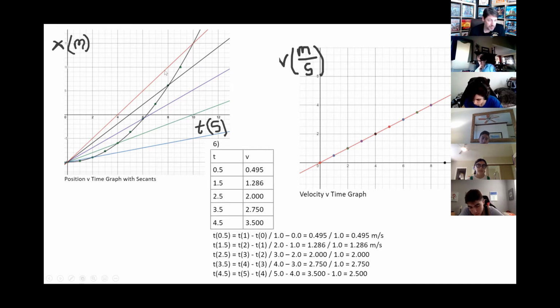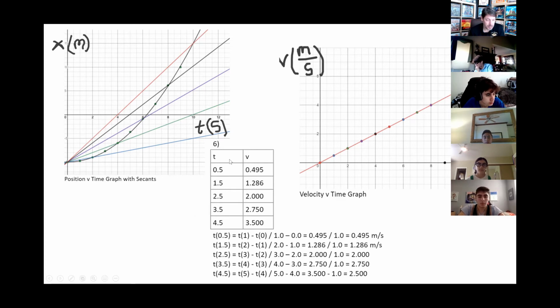So this one that goes from 0 to 10, the slope of that would tell me the average velocity from 0 to 10. But it would also tell me the instantaneous velocity at the midpoint, which would be 5 seconds. This black line goes from 0 seconds to 8 seconds. The slope would tell me the average velocity from 0 to 8 seconds. But it would also tell me the instantaneous velocity at the midpoint, 4. So this was a nice visual for how they showed the way they found their velocities.